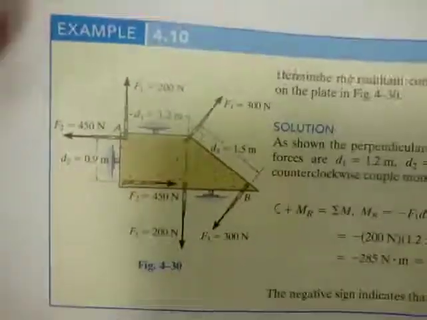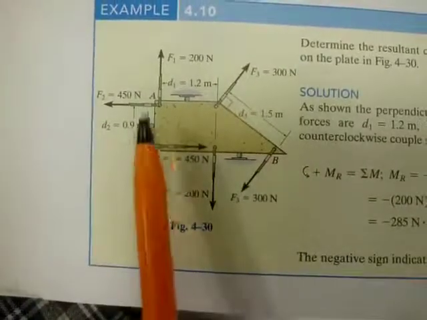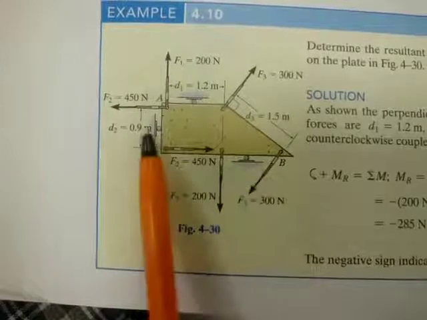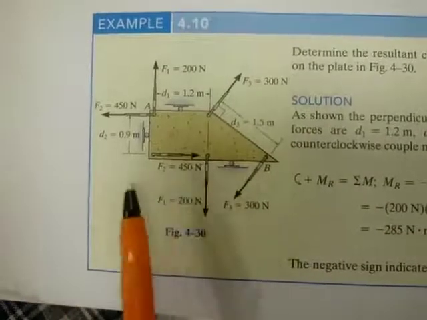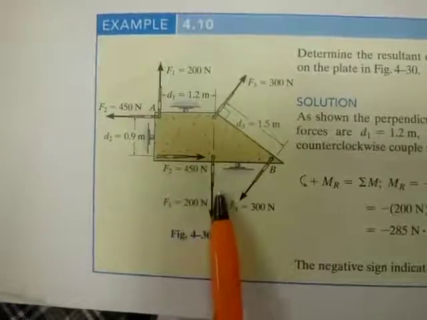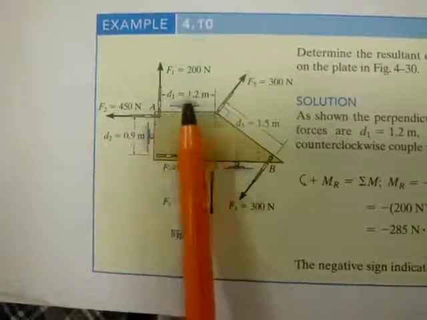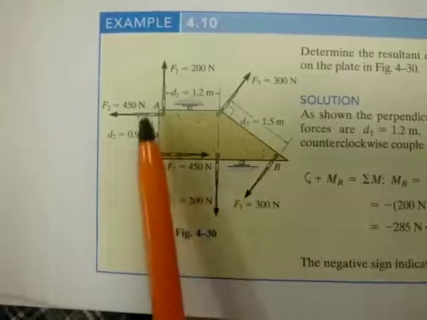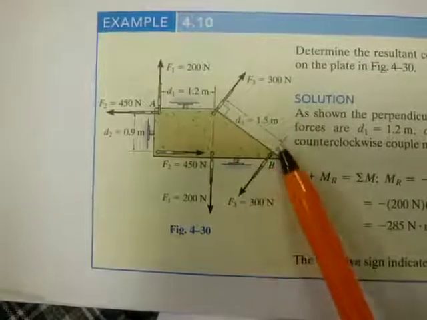So we've got this plate here. You can see it's resting against the wall at these two points, and we've got a bunch of forces. But if you look carefully, you'll see we've got pairs of F1. These two forces form a couple, 200, 200, and they're separated by a perpendicular distance, 1.2. These two forces form a couple, 450, 450, with a perpendicular distance. And these two forces form a couple, 300, 300, and they have a perpendicular distance.